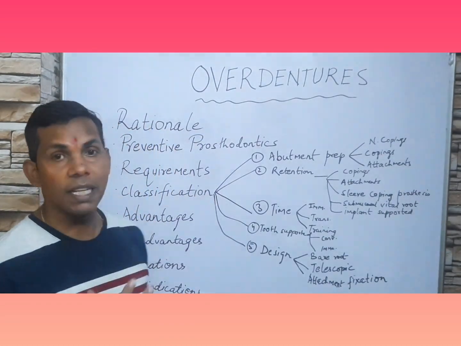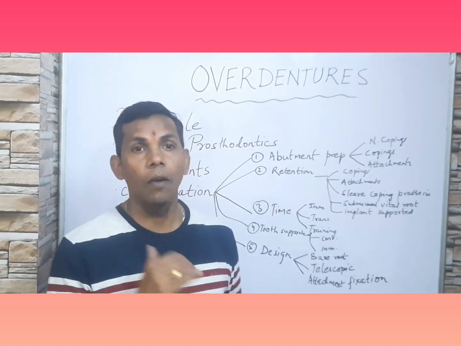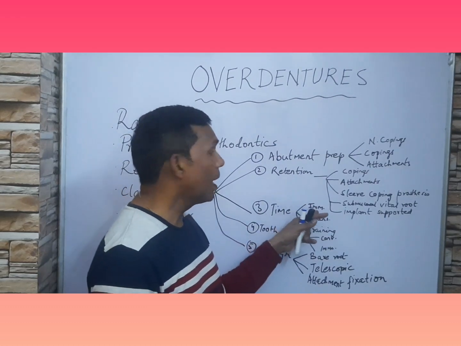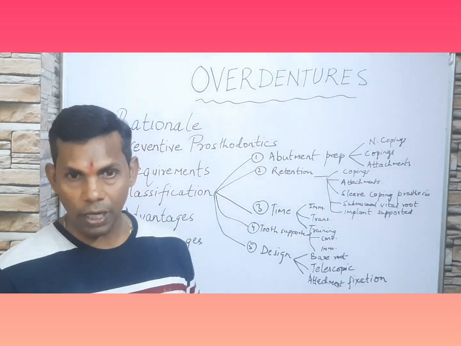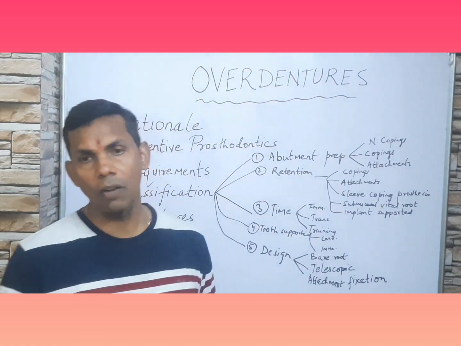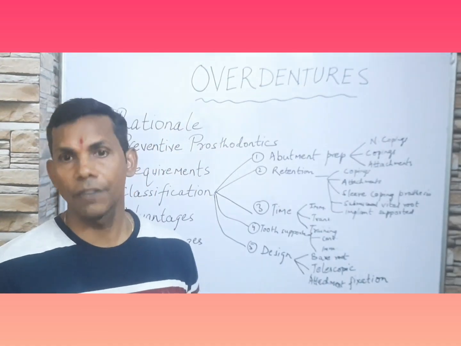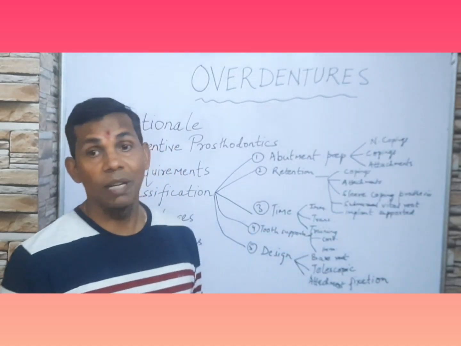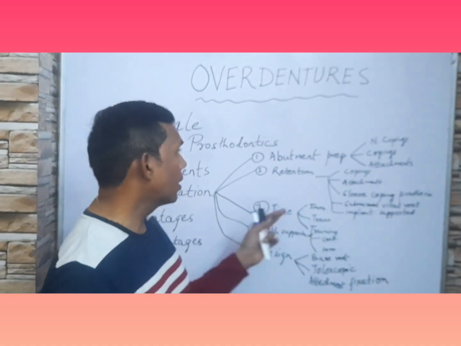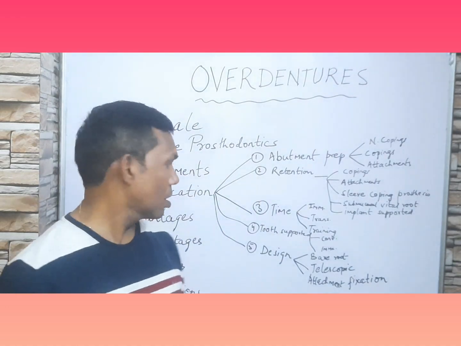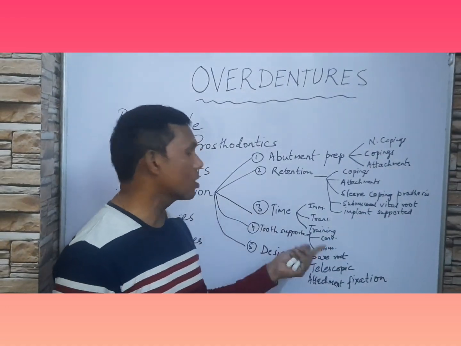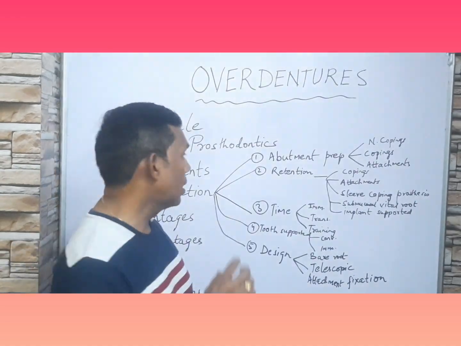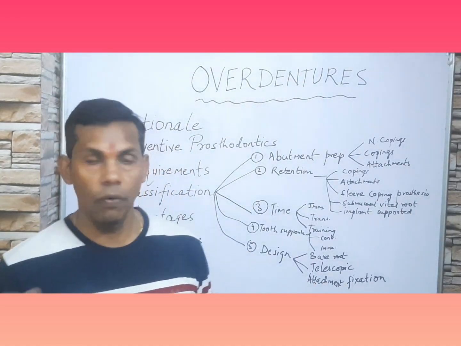Third is on the basis of time frame, like when you are making the overdentures. You can make an immediate overdenture, which means immediately after extraction. Secondly, they can be transitional overdentures. And thirdly, they can be trailing overdentures. Fourth, on the basis of tooth support, they can be tooth supported conventional dentures or tooth supported immediate overdentures.